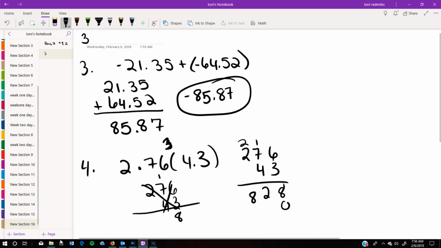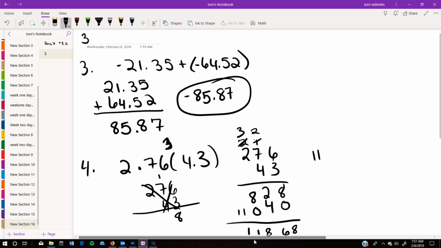Got to be underneath the 4 before I start my next line. So 4 times 6 is 24. 4 times 7 is 28. Makes it 30. 4 times 2 is 8. Add 3 more is 11. Remember, I have 3 decimal places, so I put that in, and my answer is going to be 11.868. I don't have any negatives to worry about in this one, so it's just positive.